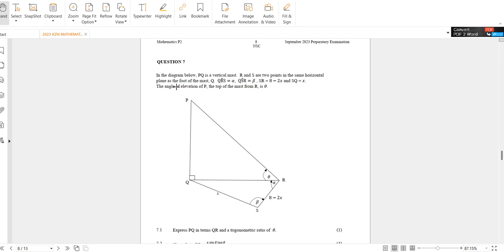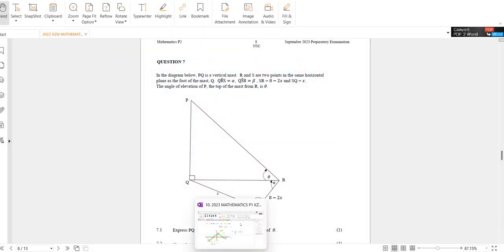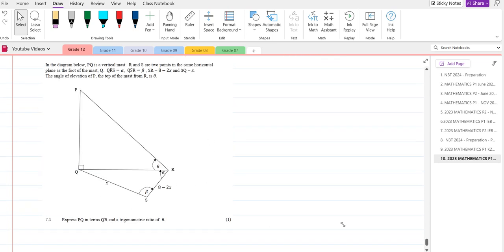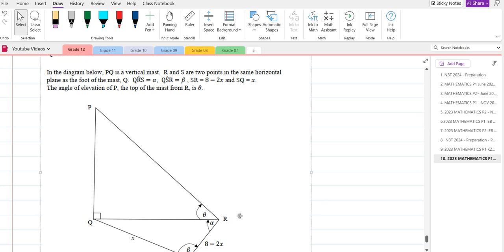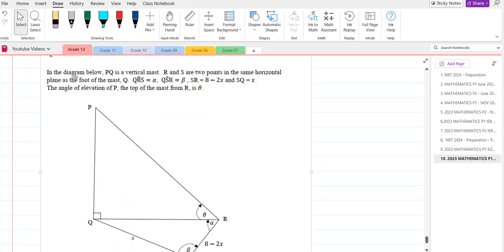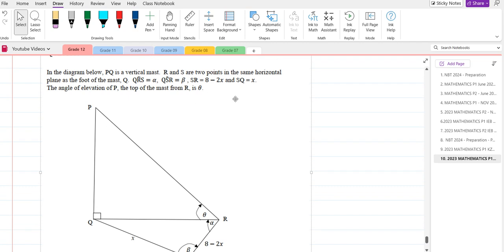Let's see what question 7 is about. Right, this is on solution of triangles, 3D problems. So in the diagram below, PQ is a vertical tower, vertical mast. R and S are two points on the same horizontal plane. These are the horizontal planes, right? QRS is alpha, angle RQS is 180 minus 2x. Is that information given? Yeah. SQ is equal to x. Right, so most of the information is given. The angle of elevation of P, the top of the mast from R, is theta. So that's already given as well.